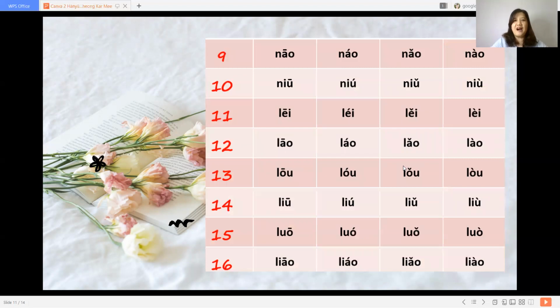Let's take a look at the others. This page has initials combined with compound finals. Do you remember what a compound final is? You have learned that before, right?